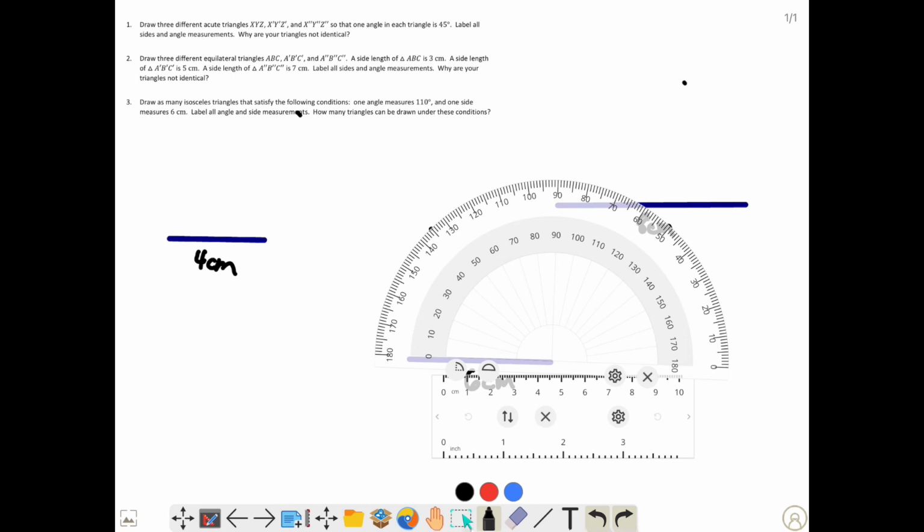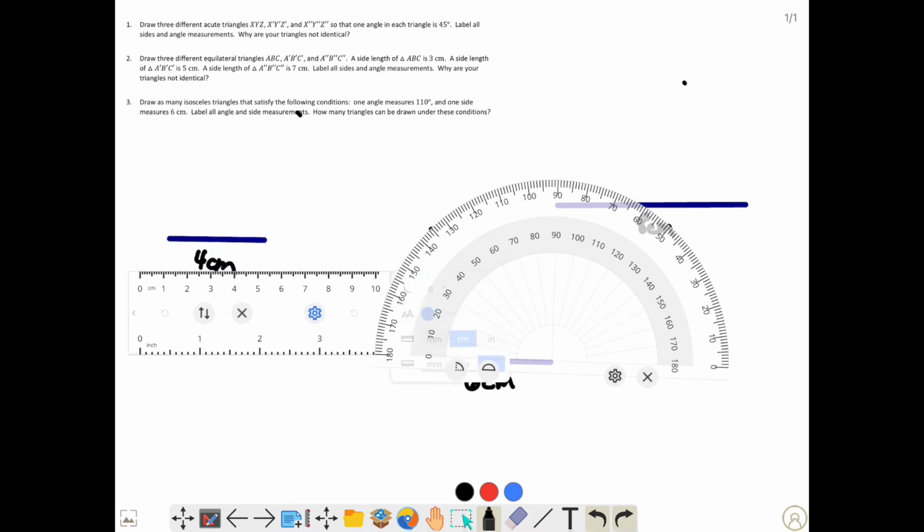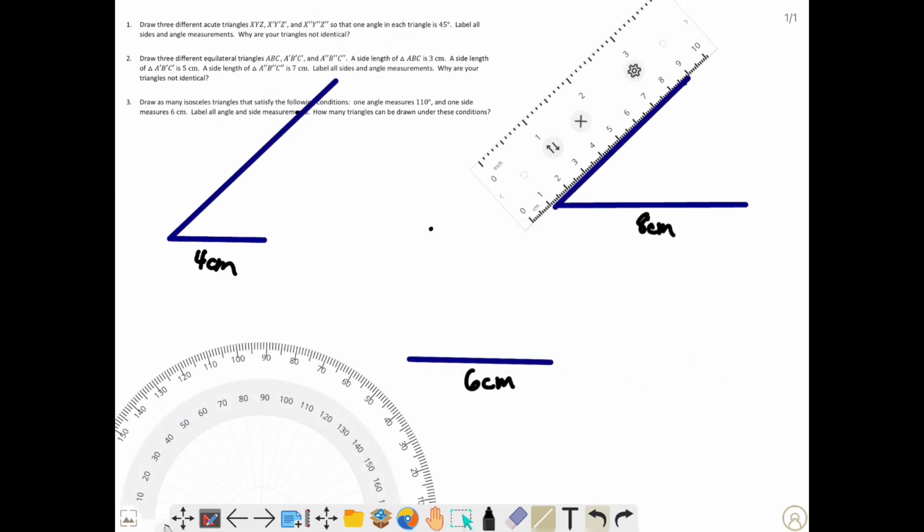Then I'm going to use a straight edge to connect the point with the mark that I've created. You can extend your line past the mark, just make sure that your point and your mark are touching on the ruler. And don't forget to label your angle measurements.